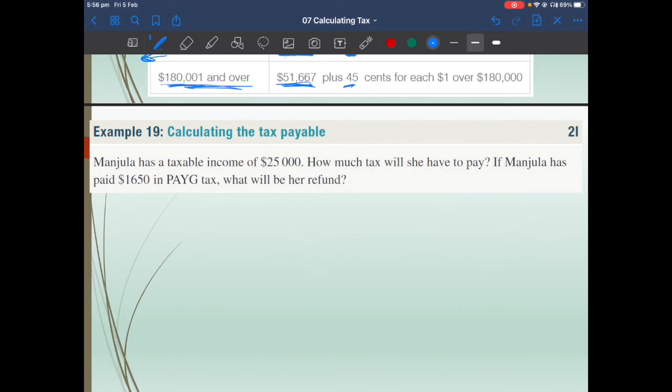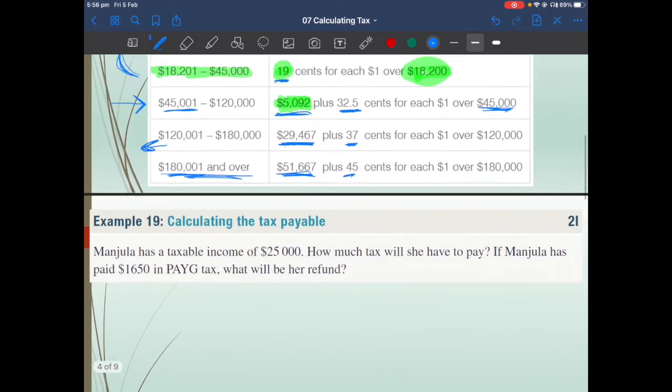If you have a taxable income of $25,000 and you have paid $1,650 in pay-as-you-go tax, what would be her refund? Well, the first thing we need to do is calculate her tax on $25,000.